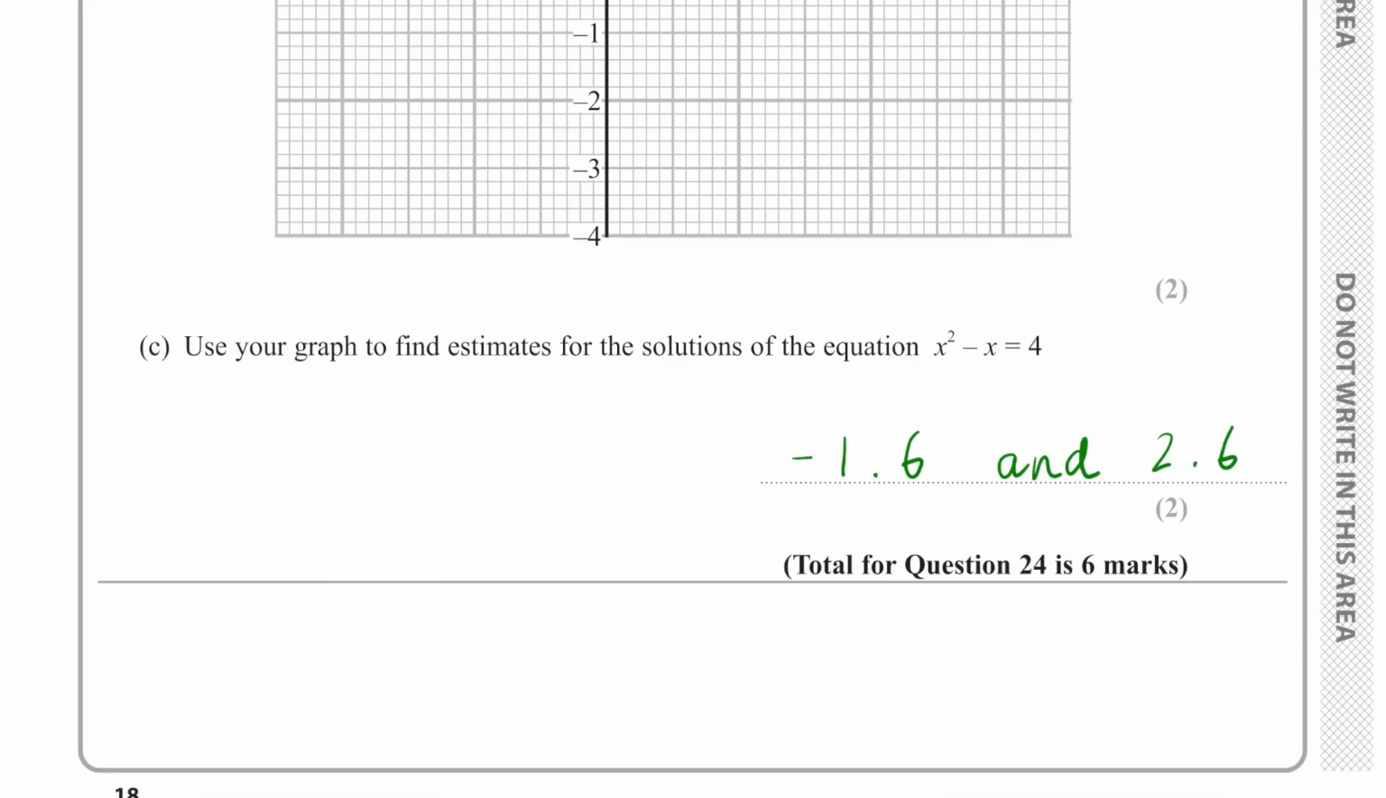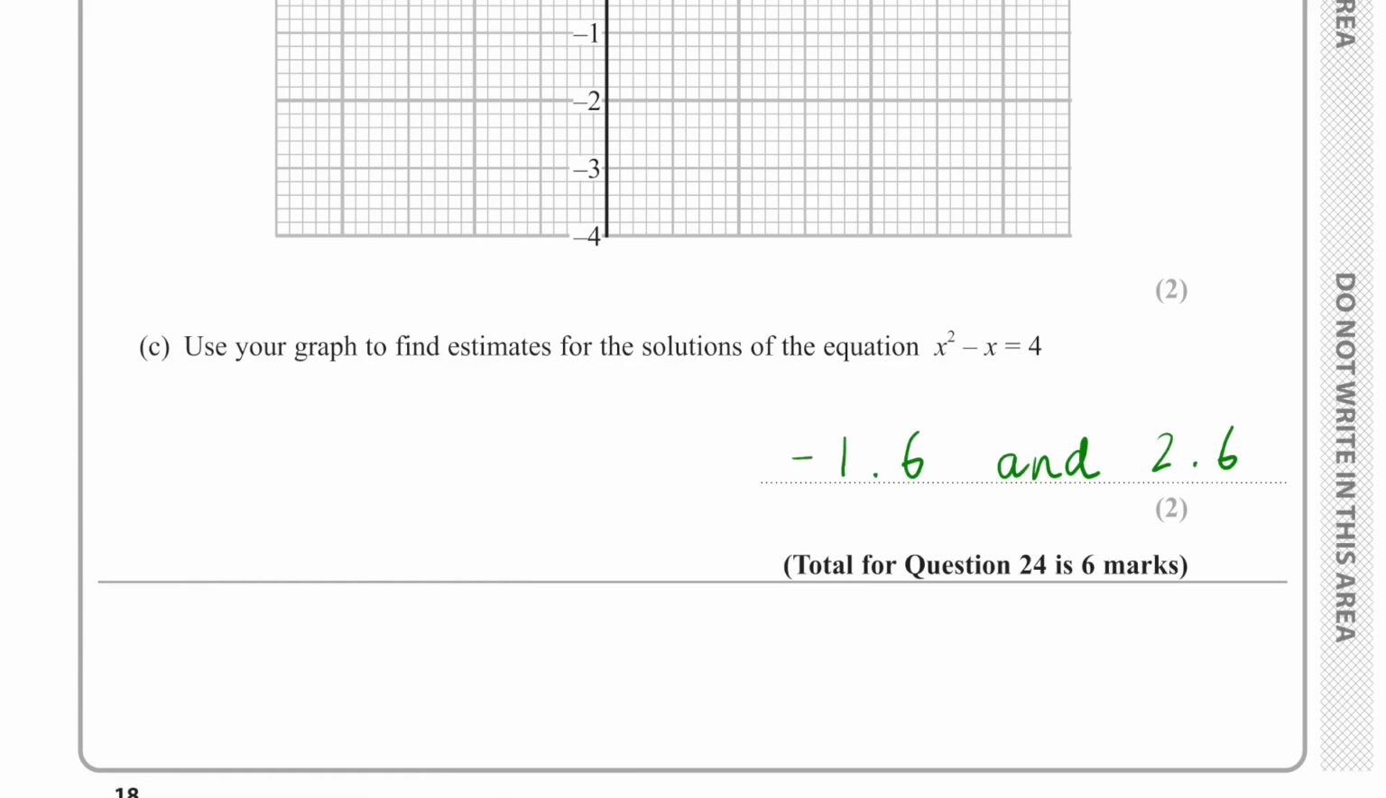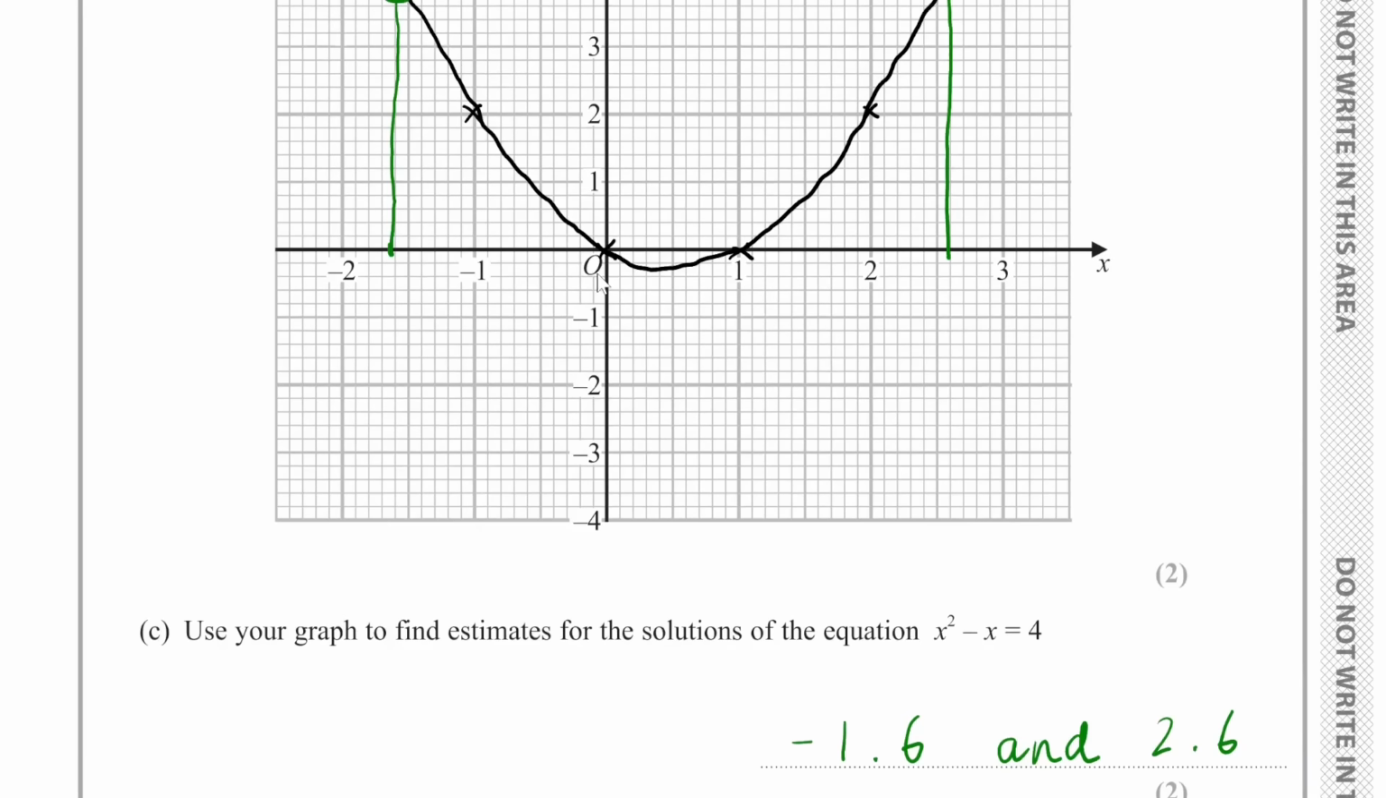We could check it on the calculator. Let's have a look. So if I had 2.6 squared, take away 2.6, is it going to be close to 4? It's 4.16. It's close to 4. It would have to be probably slightly lower. 2.5 goes below. So yeah, 2.6 is a good answer.